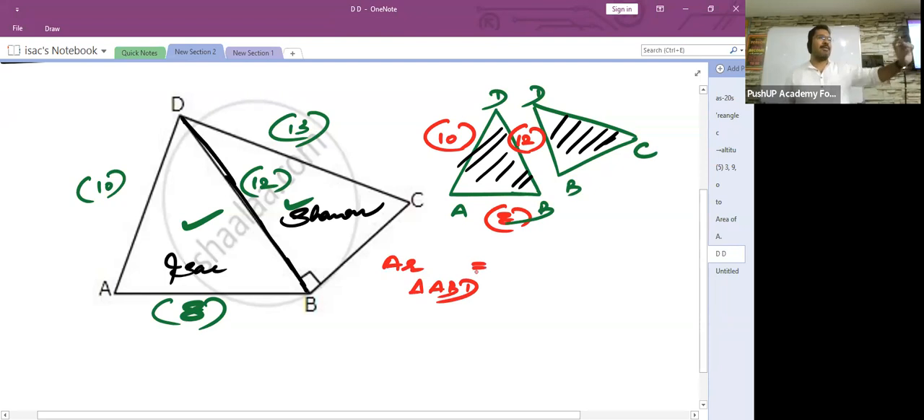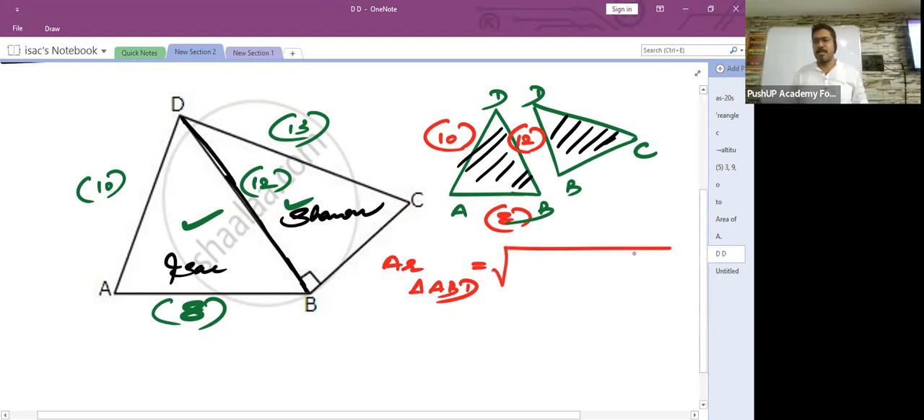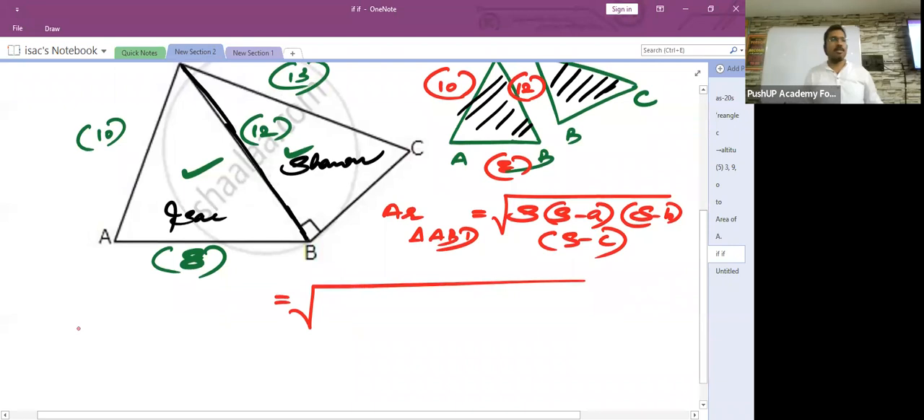Area of triangle ABD. What triangle is ABD, Ronia? Scalene triangle. Which formula, children? Heron's formula. I expect you all to solve the sum on your own. Heron's formula is the square root of S into S minus A, S minus B, and S minus C, isn't it? So this is equal to the square root of semi-perimeter. Partha, what is the semi-perimeter? Sir, A plus B plus C by 2. Very good. Semi-perimeter is A plus B plus C whole divided by 2.